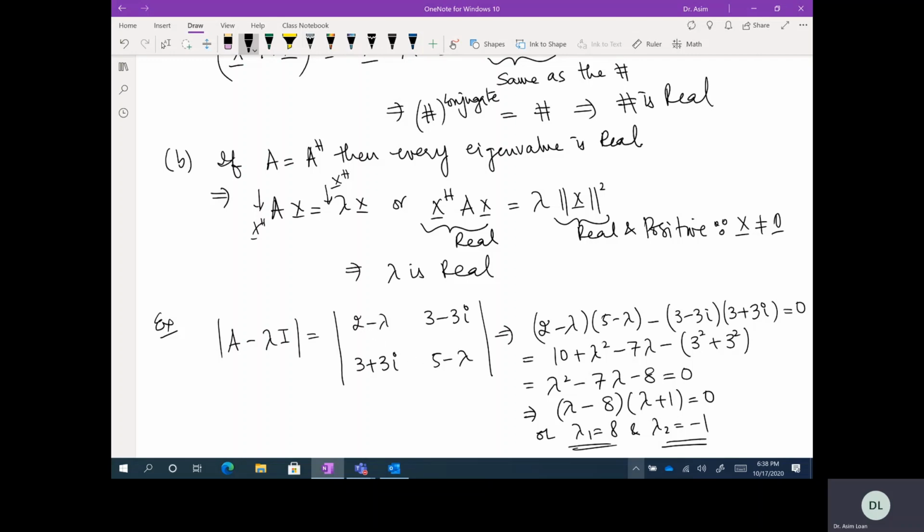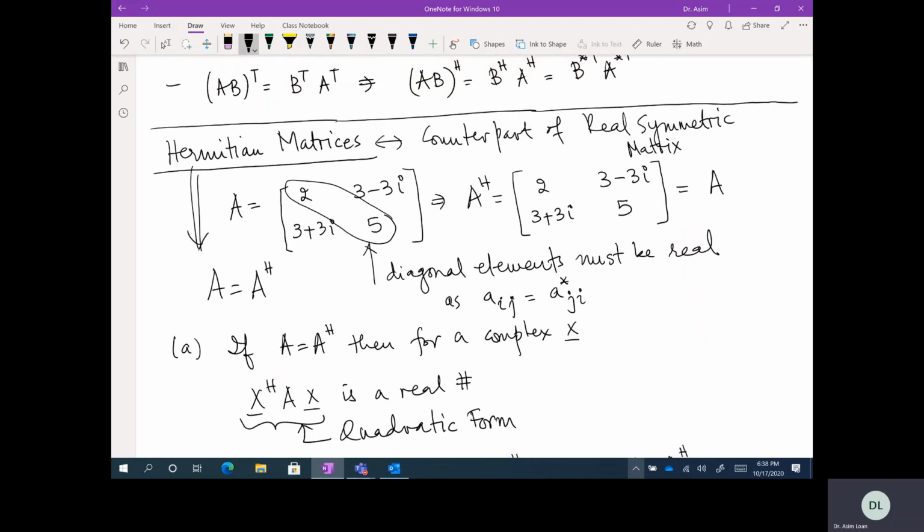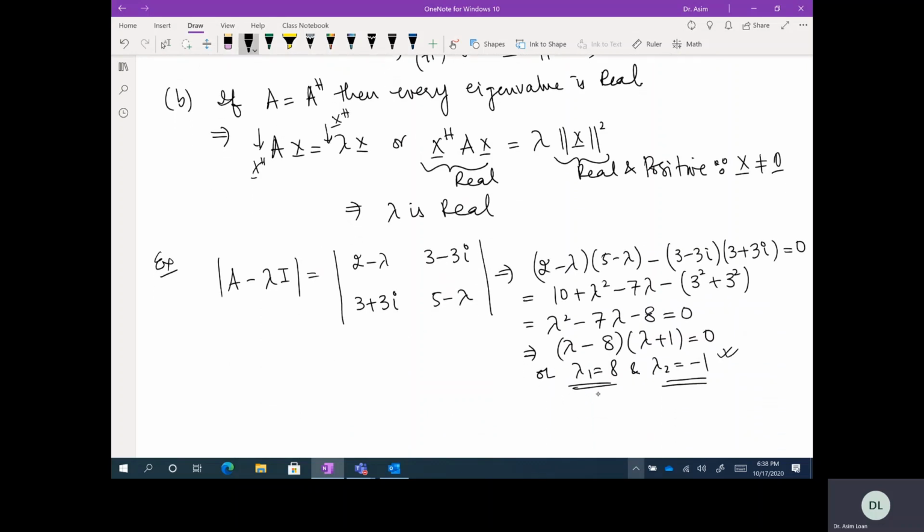So if we check from the trace value, 8 minus 1 is 7, and 2 plus 5 is 7. So it's actually this matrix. So 2 plus 5, the trace is 7. So these eigenvalues are all right, and these are also real. So 8 and minus 1.